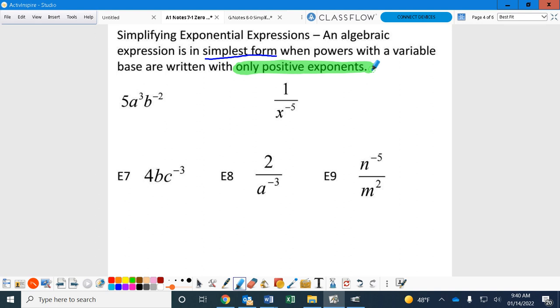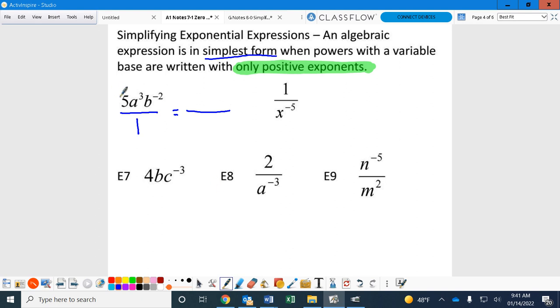Okay, so let's start with this first one. If we want to put this in simplest form, it's called simplifying that exponential expression. We want to put it in simplest form. We're going to start by putting a fraction bar underneath it and putting a 1. We're going to draw a new fraction bar. Everything's about putting things where they go.